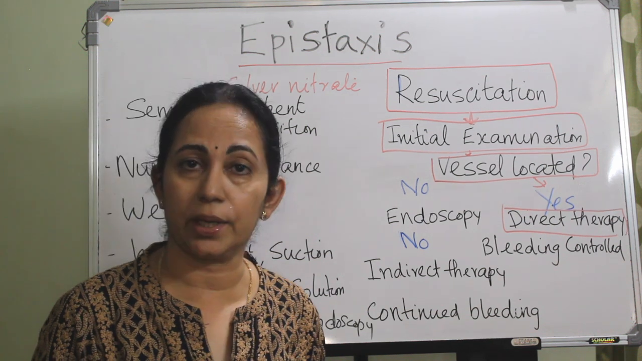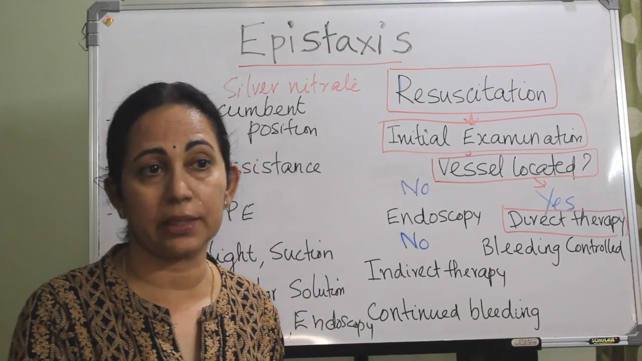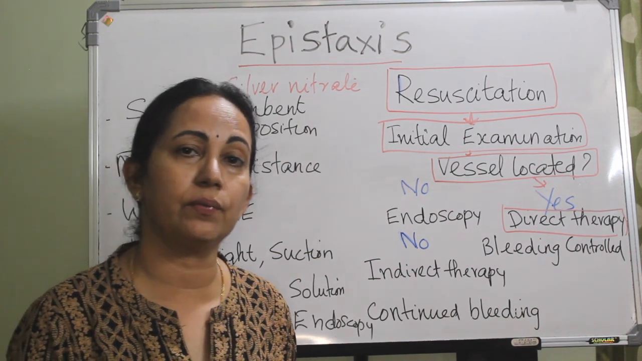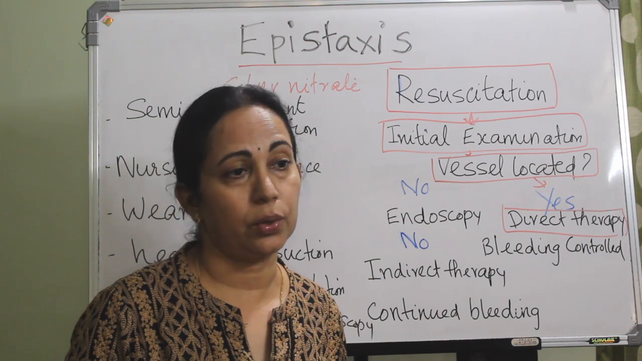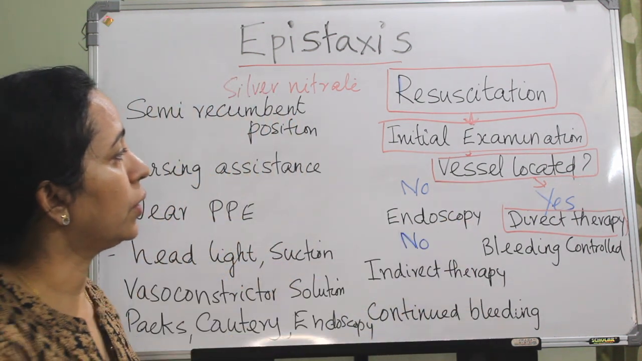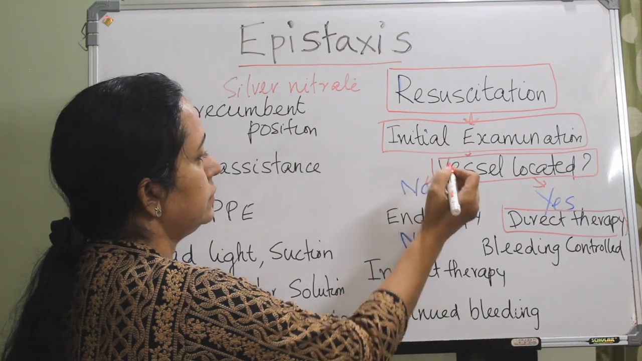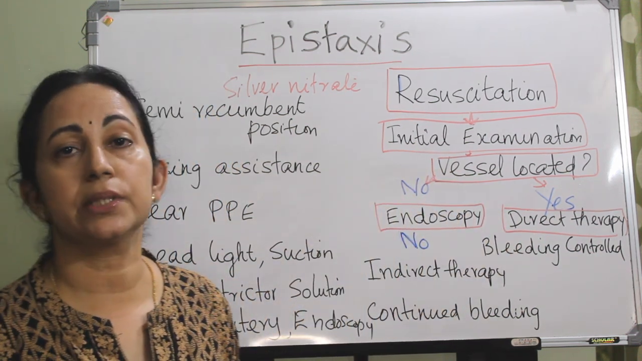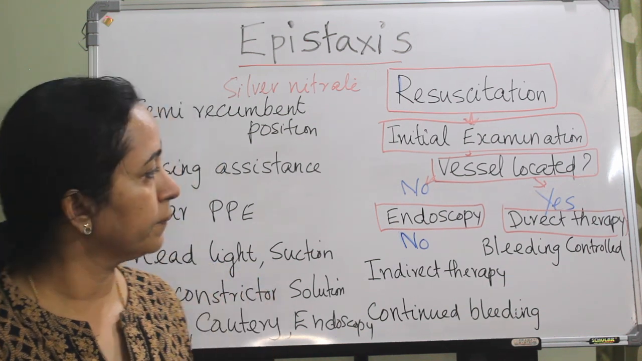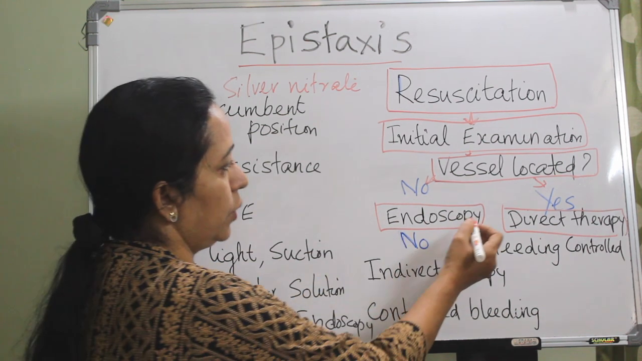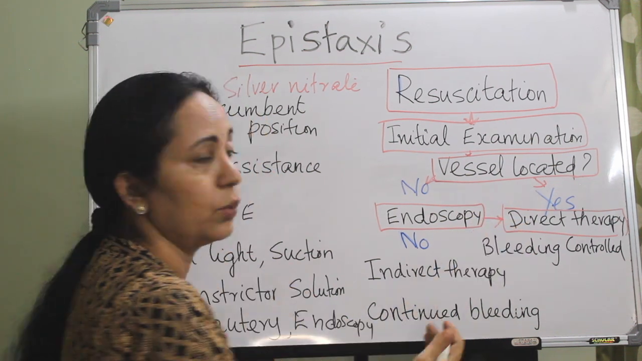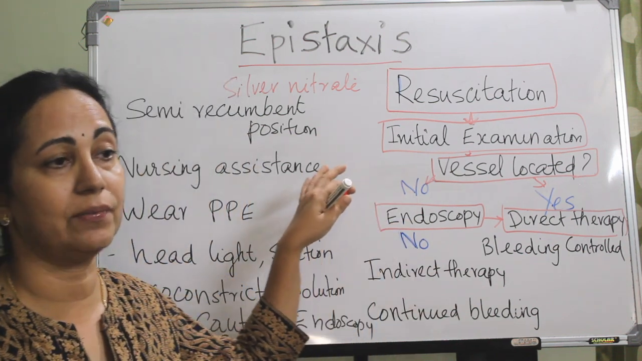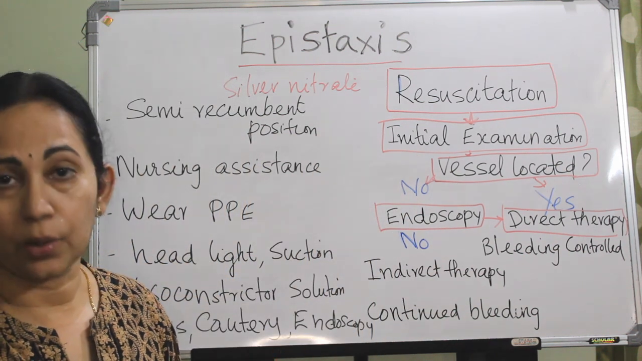So if the bleeding point is located posteriorly, the key clinical area we already discussed, always do a bipolar cautery of that area. And if you cannot locate the bleeding point, then it is better to go for an endoscopy. Do a diagnostic nasal endoscopy with a 0-degree endoscope and locate it. If you have located it, then go with direct therapy, either pinching the nose or cauterization, either silver nitrate cautery or electric cautery.